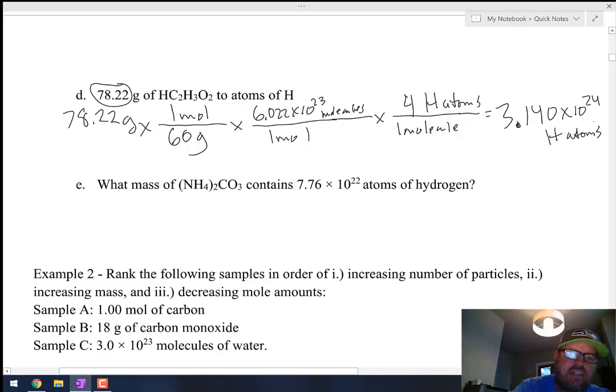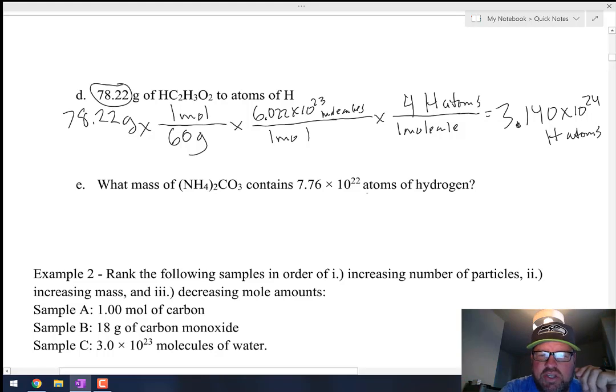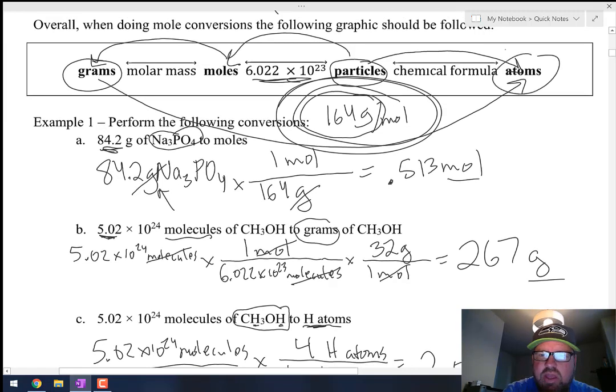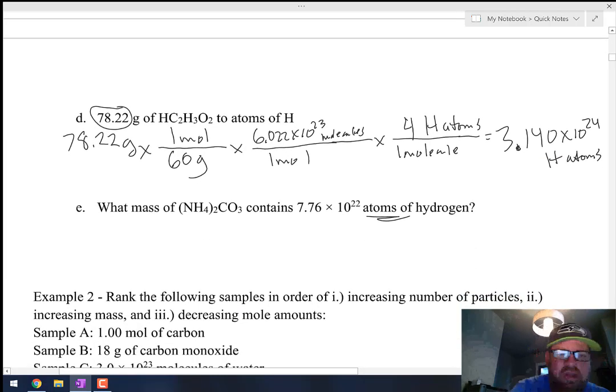Okay, and then our last one here out of these is, again, just trying to give you lots of different ones. Try this one by yourself first before you watch me do it. But basically, we're starting at atoms. We're starting at the very end on the right-hand side. So we're starting down here this time, and we got to make it all the way back to grams. So basically the same process we just did in reverse. So 7.76 times 10 to the 22nd hydrogen atoms.